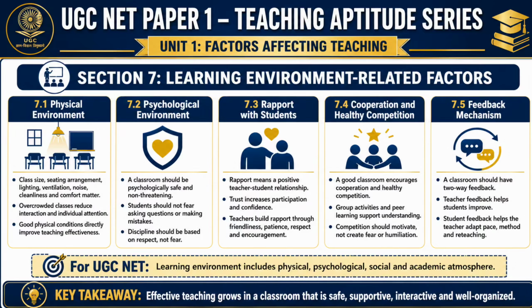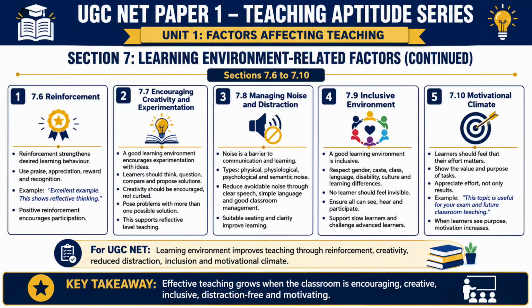7.5 Feedback mechanism. A classroom should have two-way feedback. Students should receive feedback from the teacher, and the teacher should also receive feedback from students. If students look confused, the teacher should slow down. If students answer well, the teacher can move ahead. If students make repeated errors, the teacher should reteach. Feedback makes teaching adaptive.